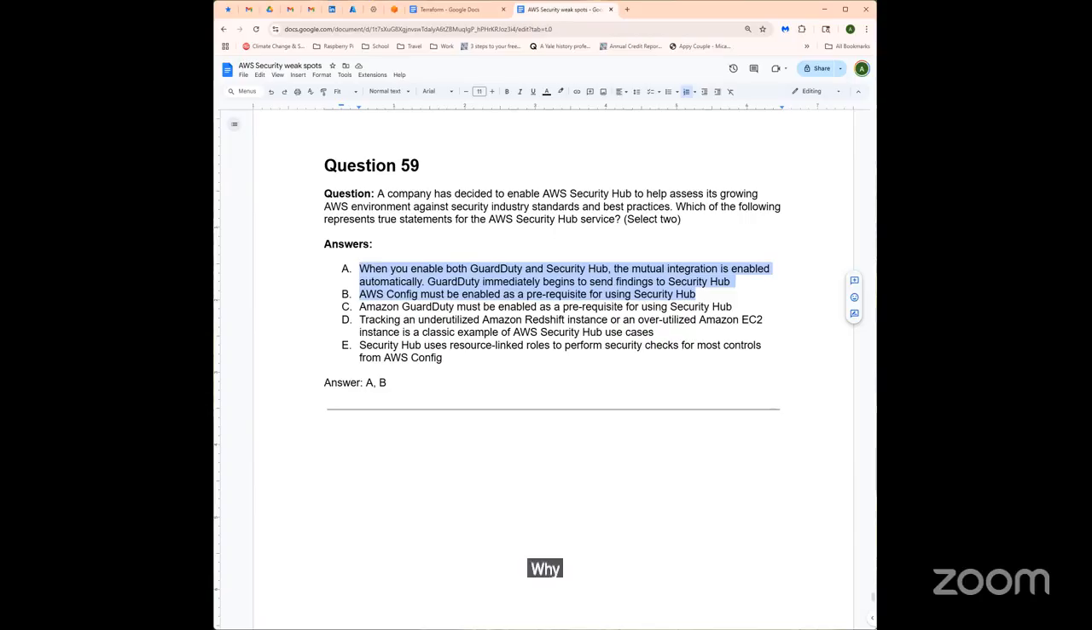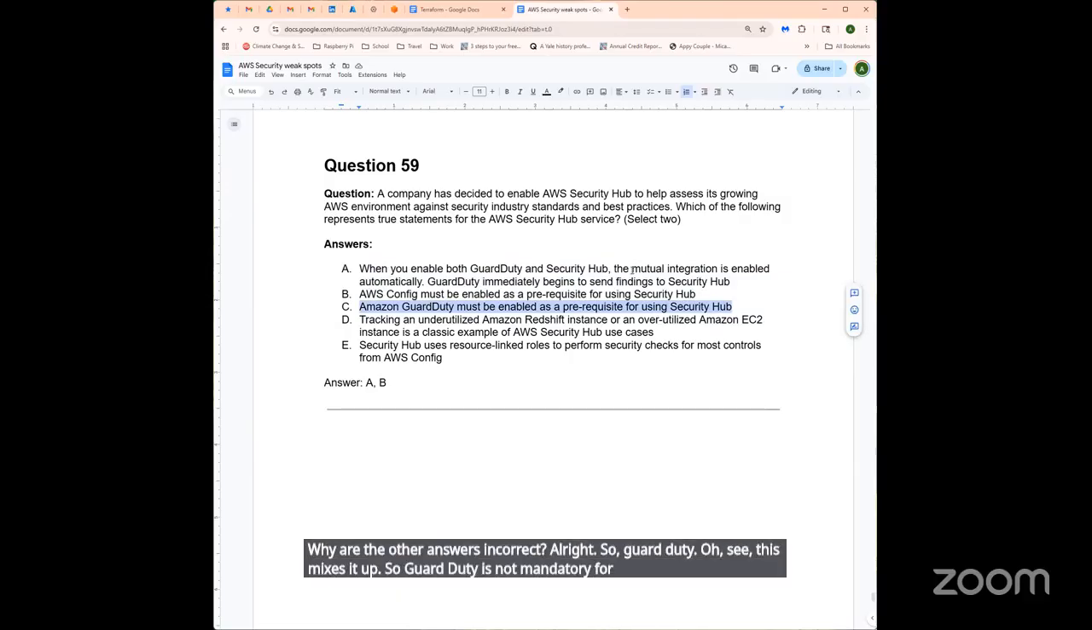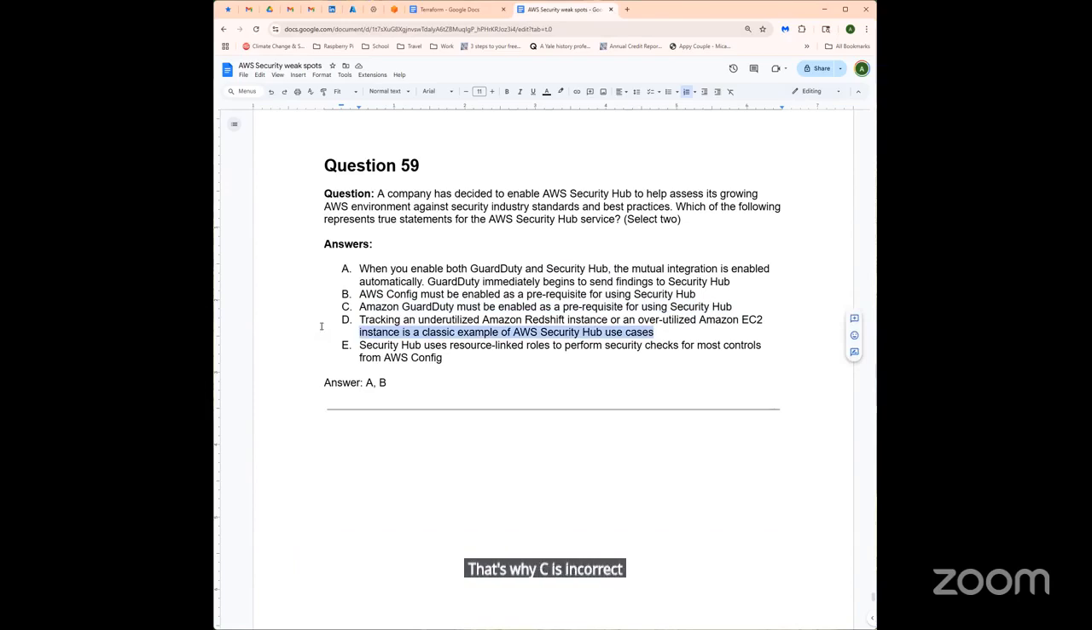Why are the other answers incorrect? All right, so GuardDuty. See, this mixes it up. GuardDuty is not mandatory for Security Hub. That's why C is incorrect.